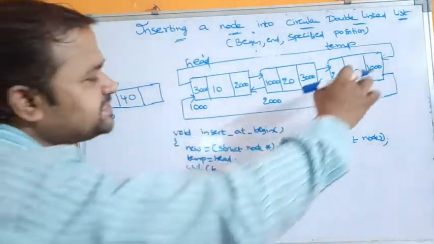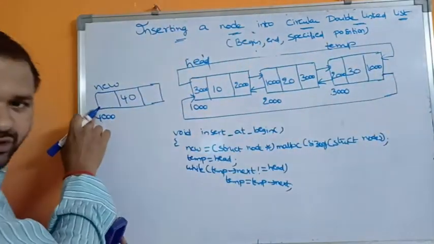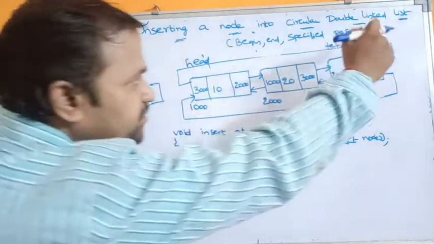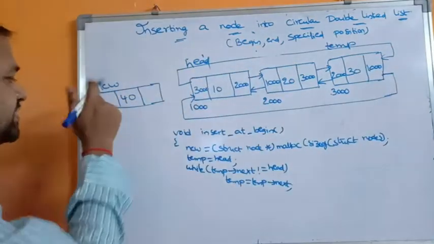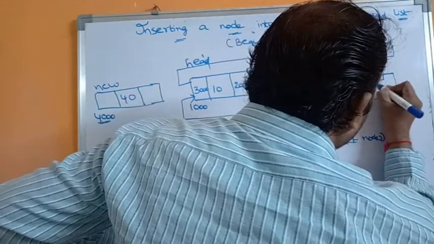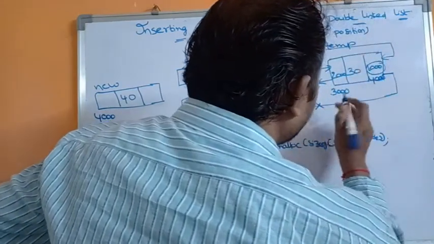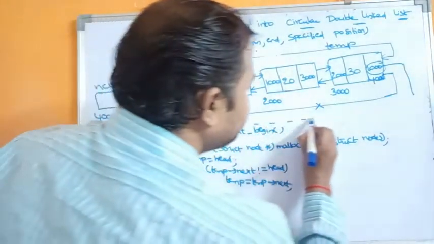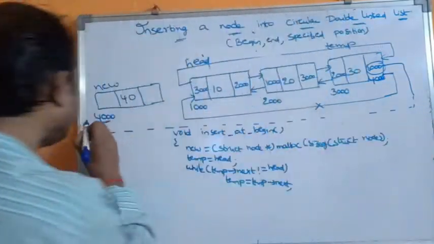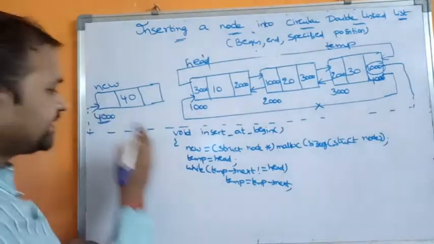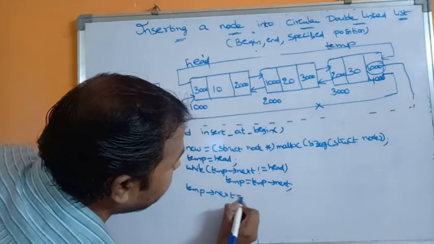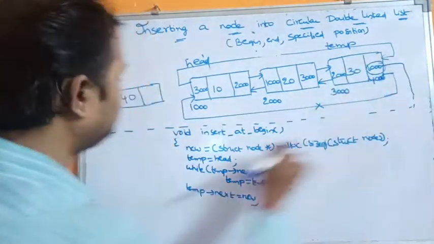Now we have to establish the connection from the last node to the new node. Why? Because after inserting, this node has to become the last node. So in this next field, we have to store this new. What is new here? 4000. Now in place of 1000, we have to store 4000. So if we store 4000, then this link will be broken and a new link will be formed like this. So these dotted lines denote that this is the new link. Okay. So the statement is temp arrow next is equal to new. So in temp next, store new.